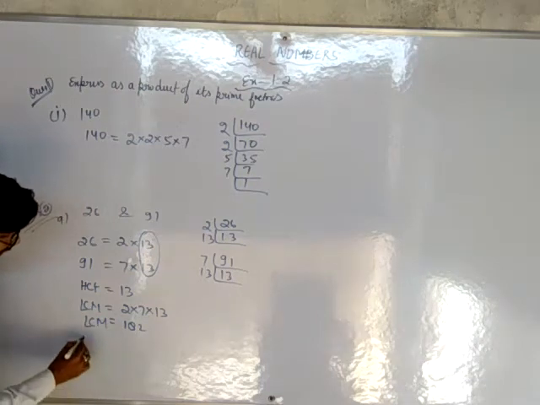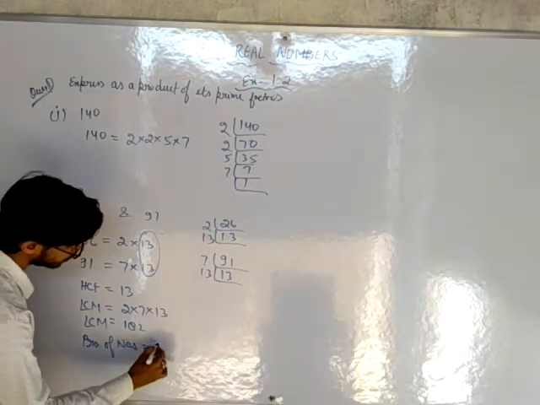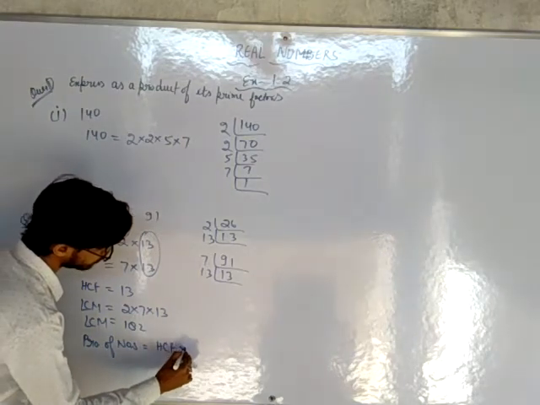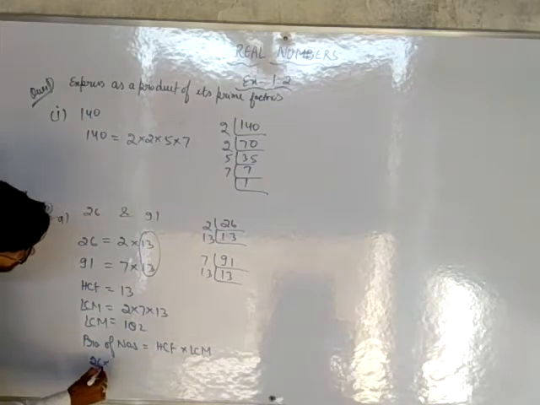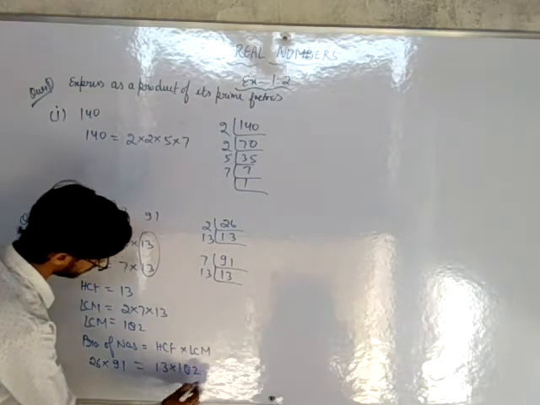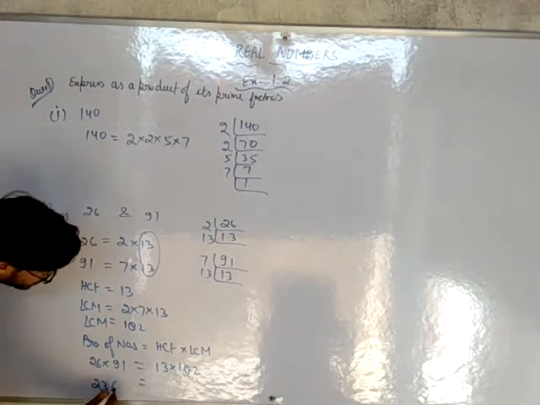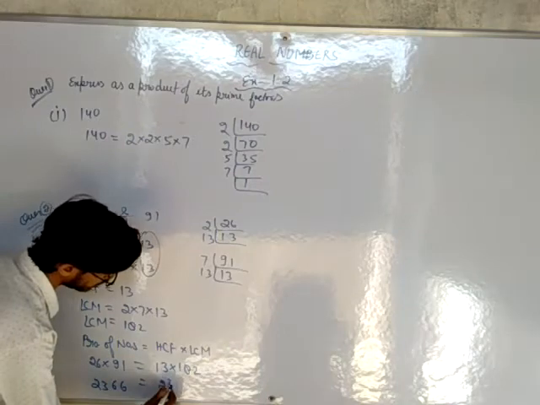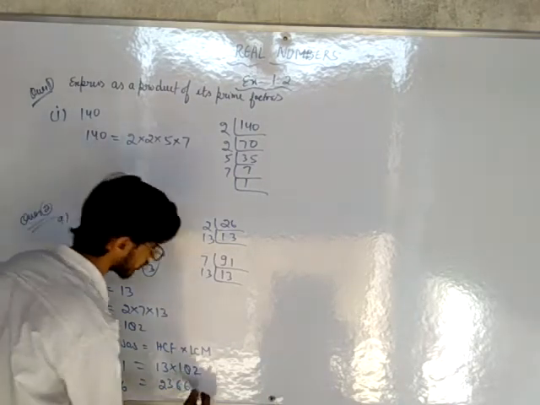LCM. Now, the product of the numbers is equal to HCF into LCM. So the product of numbers, 26 into 91, HCF 13 into 182. Multiply here: 2366, 2366. Verified.